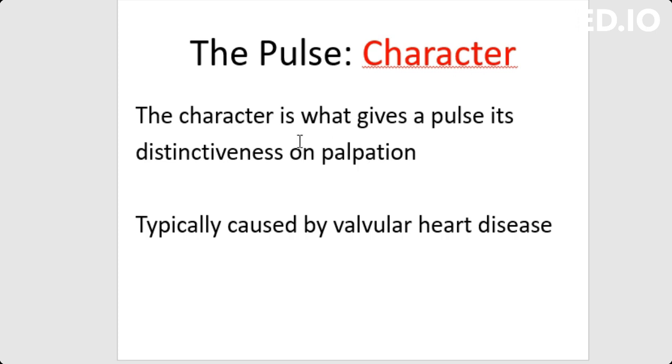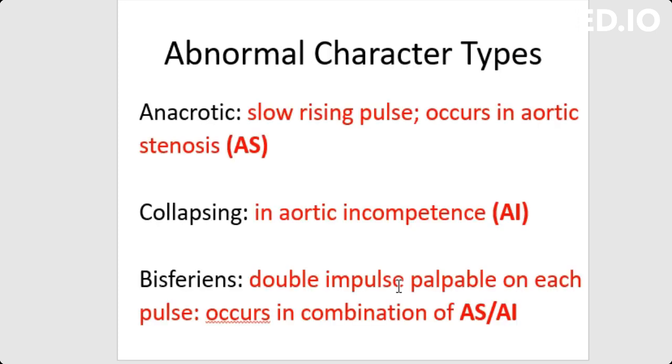The character is what gives a pulse its distinctiveness on palpation. Now there are different characters of the pulse. These are examples of abnormal characters of the pulse. There is an anacrotic pulse, meaning a slow rising pulse, and it occurs in aortic stenosis. There is also a collapsing pulse, and it occurs in aortic incompetence. And lastly there is pulsus bisferiens. This is a double impulse palpable on each pulse and occurs in a combination of aortic stenosis and aortic incompetence.